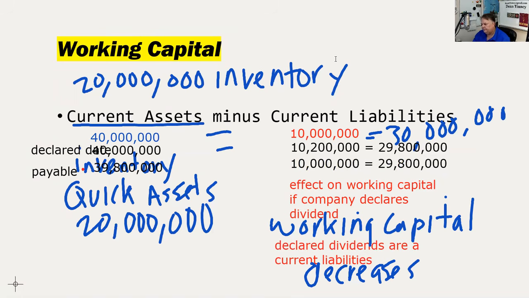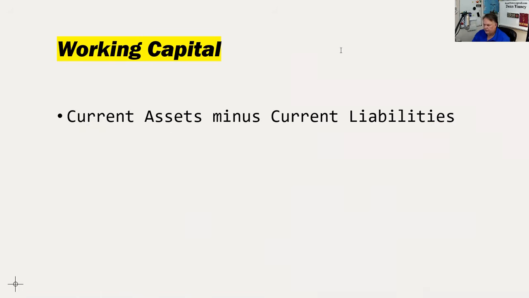Let me clean up the slide. Working capital is current assets minus current liabilities. I gave you an example of a company with $40 million in current assets, $10 million in current liabilities, and we determined the working capital was $30 million. Then we showed you the effect of declaring a dividend: working capital decreases, and paying the dividend, no effect. The board takes that into account when they decide to declare the dividend. Remember, you don't have a right to a dividend. You only have a right to a dividend if declared.